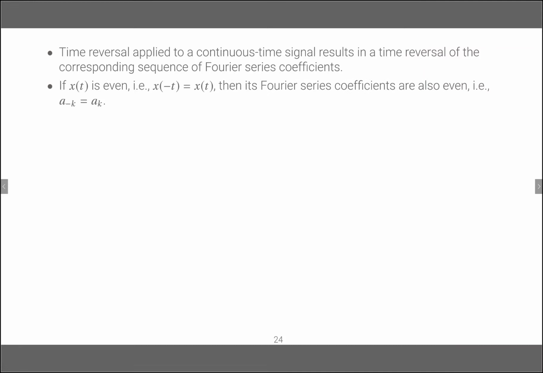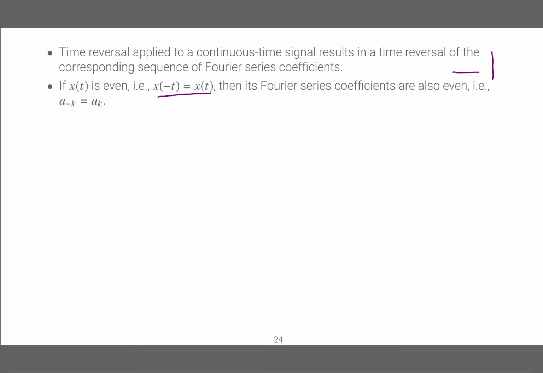If x(t) is even, that is x(-t) = x(t). For example, the cosine signal is an even signal. That means when you reflect it, you get the same thing. Then its Fourier series coefficients are also even, that is a_{-k} = a_k. So if x(t)'s Fourier series coefficients are a_k, we know that x(-t)'s Fourier series coefficients are a_{-k}, because of the property that we established in the previous slide, and these are equal.